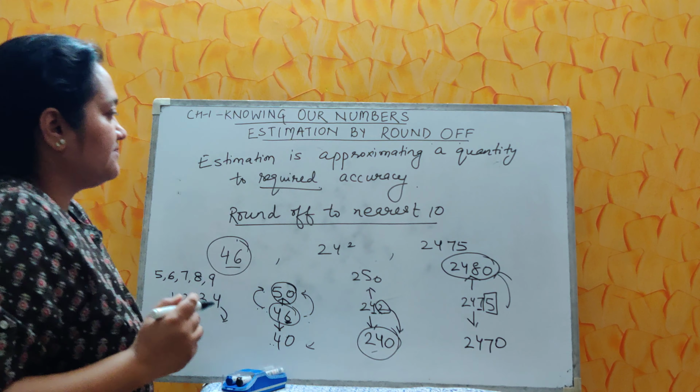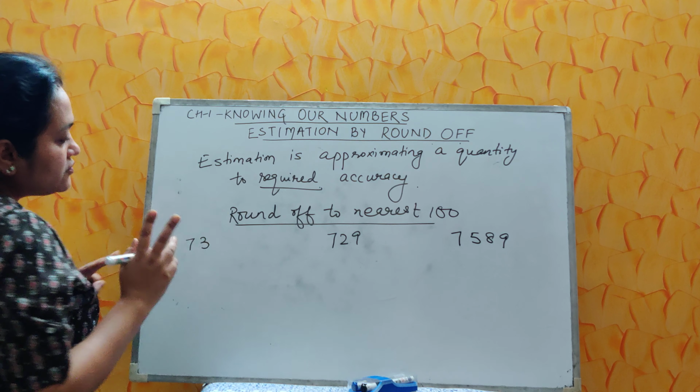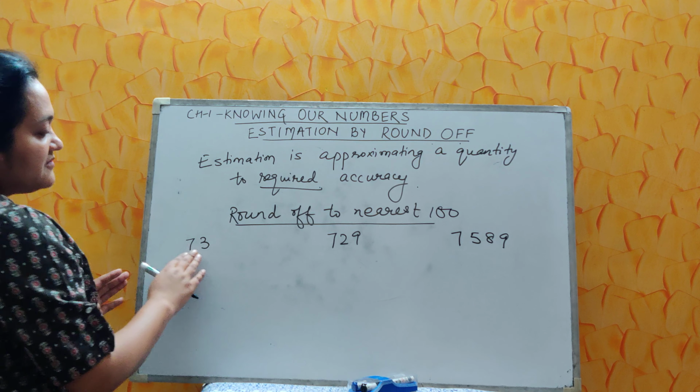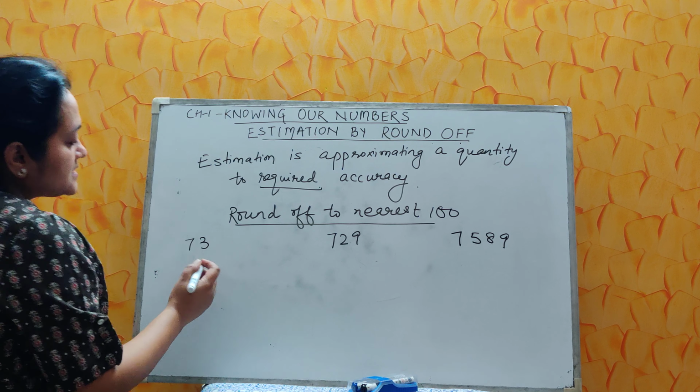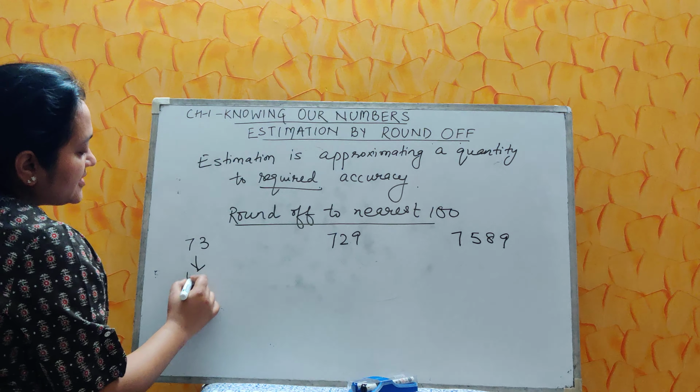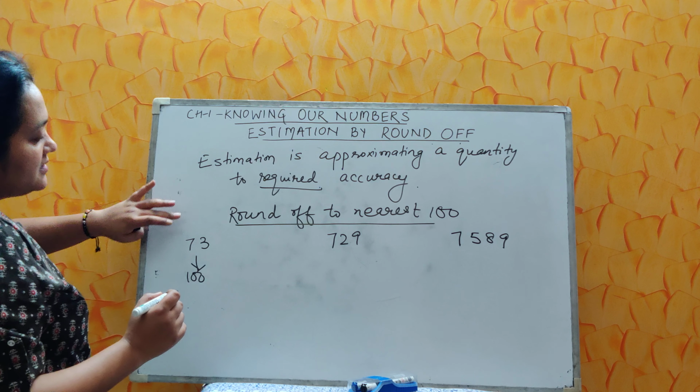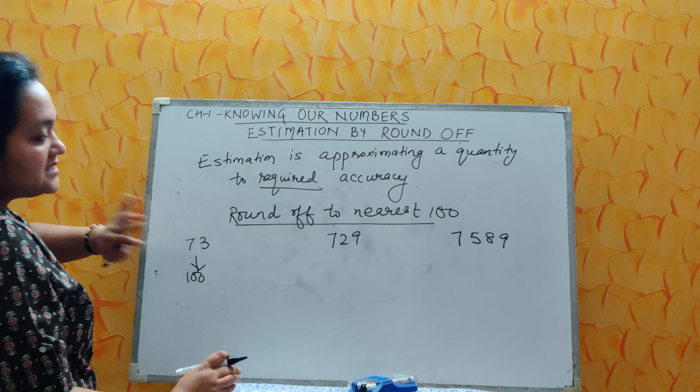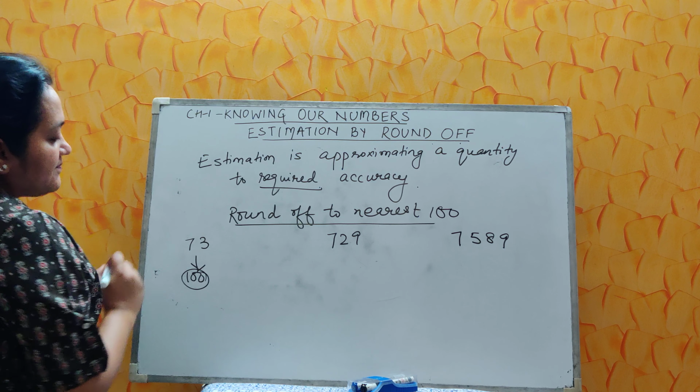What if we have to round off to nearest 100? Let's take three more examples. I am taking numbers 73, 729 and 7589. Now we have to round off to nearest 100. So we have to find two multiples of 100 between which 73 will lie. It's clearly visible that 73 is near to 100 because there is no multiple of 100 less than 73. So it will be 100.